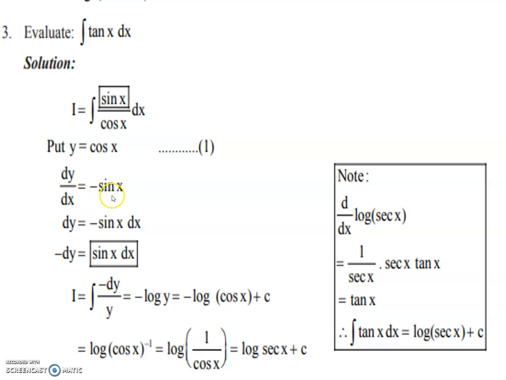dy by dx is equal to the derivative of cos x, which is minus sin x. Shift dx to this side, so minus dy is equal to sin x dx. Instead of sin x dx we put minus dy, and instead of cos x we put y. We know that the integration of 1 upon y is log y. The minus remains the same, so minus log y. We resubstitute the value of y as cos x. That is why minus log cos x plus c.